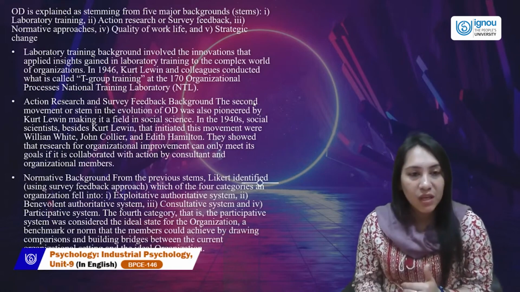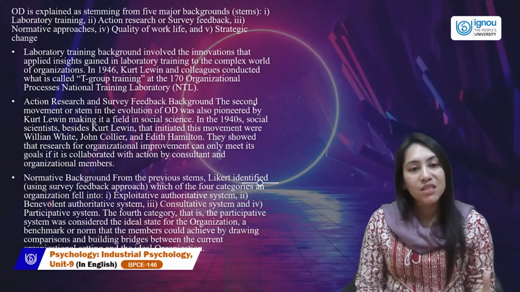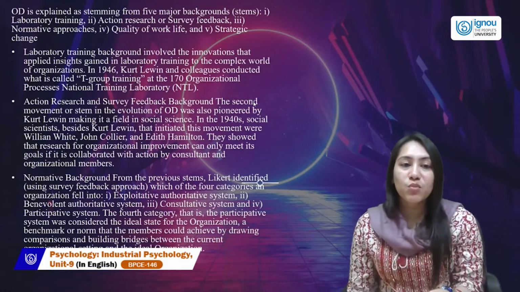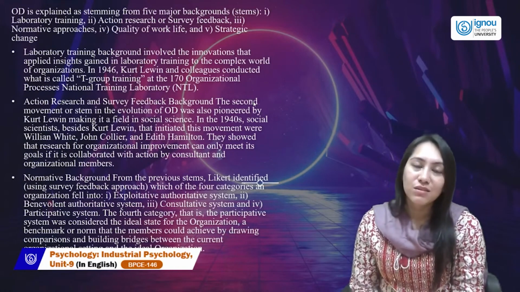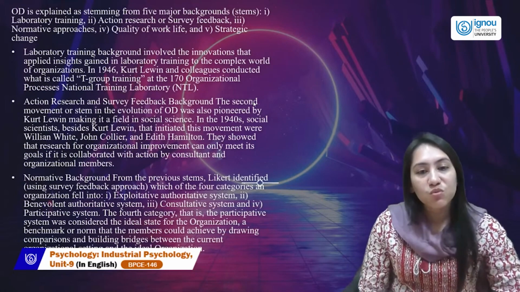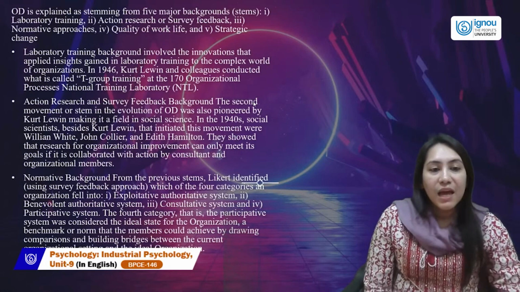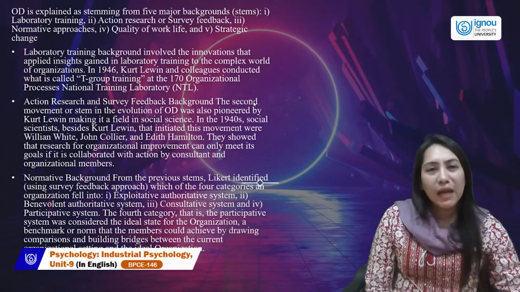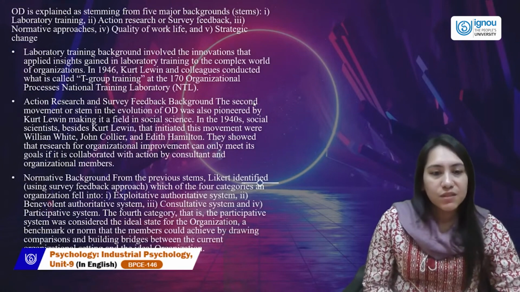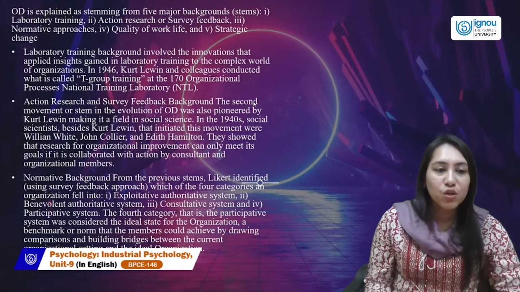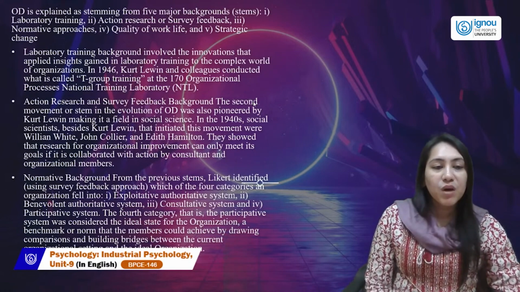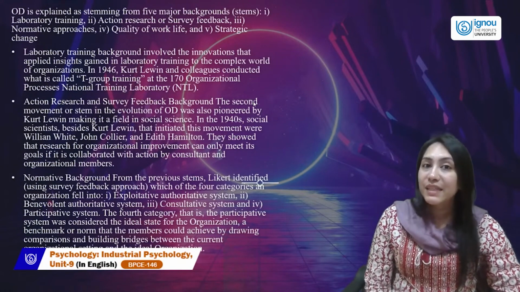So if there are changes coming in, Kurt Lewin and his colleagues stated that the response towards the change has to be supported by the actions of the consultant and the members of the organization. Then there were normative background studies done by Likert, and a lot of studies gave us four categories where organizations fell: exploitative authoritative system, benevolent authoritative system, consultative system, and participative. The fourth category, the participative system, was considered to be the ideal one.